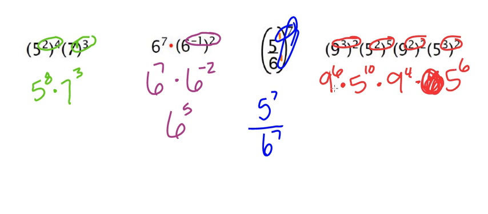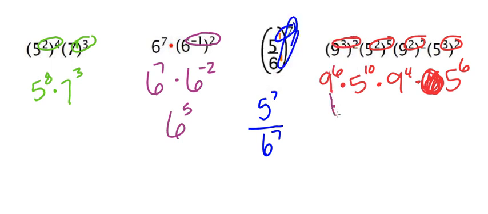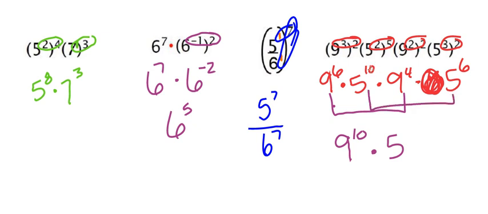So now I've got 2 base 9s, so those can be combined, and I've got 2 base 5s, so those can be combined. And when we combine them, we're multiplying. So this is saying base 9, 9 to the power of 6 times 9 to the power of 4. So that's 9 to the power of 6 plus 4. So that's 9 to the power of 10 multiplied by, well, my base is 5. And when I multiply like bases, I'm just adding. So that's 10 plus 6. So that's 5 to the power of 16.